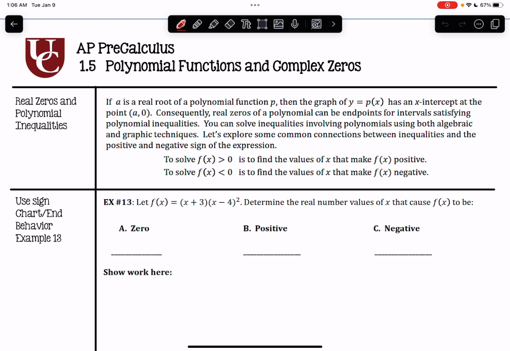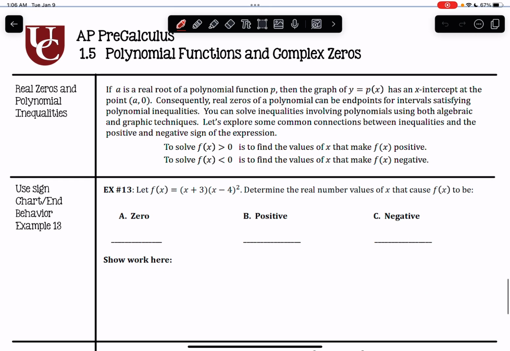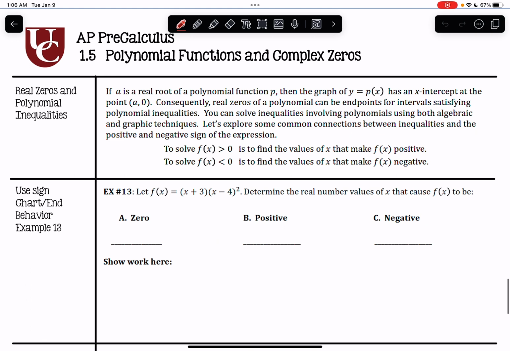This is AP Pre-Calculus, Lesson 1-5, Polynomial Functions and Complex Zeros. All right, and we're almost to the end, so just bear with me. The very last thing that I'm going to do is going to be like the most important, so I hope that you were able to stick with this and take notes for the whole lesson. All right, so here we go.